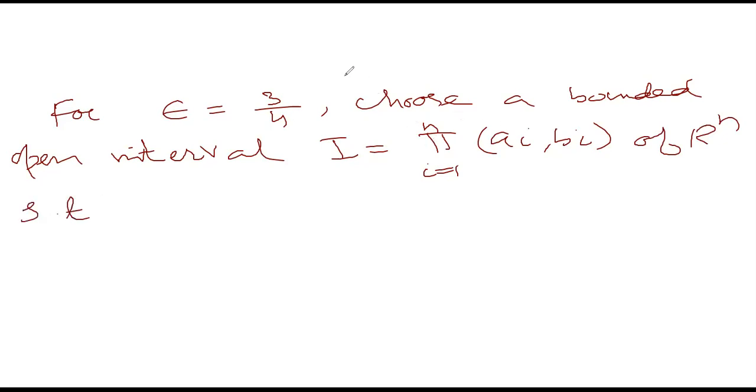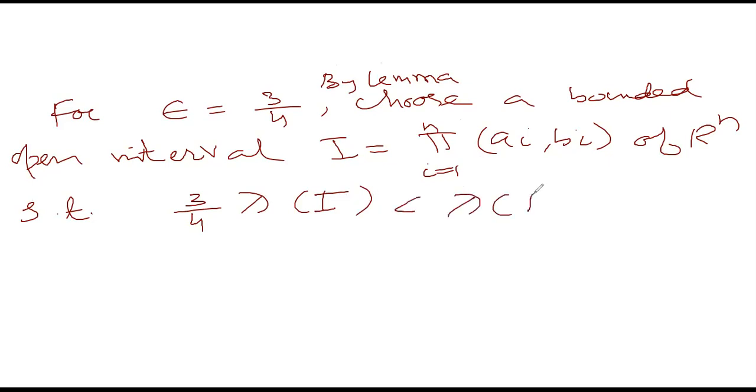By the lemma, which we have already done, choose a bounded open interval I of Rn such that epsilon times the Lebesgue measure of I, here 3/4 times the Lebesgue measure of I, is less than the Lebesgue measure of E intersection I. Next, choose delta positive.